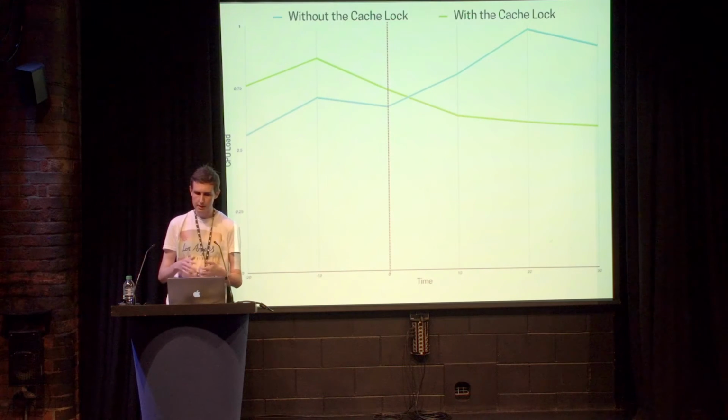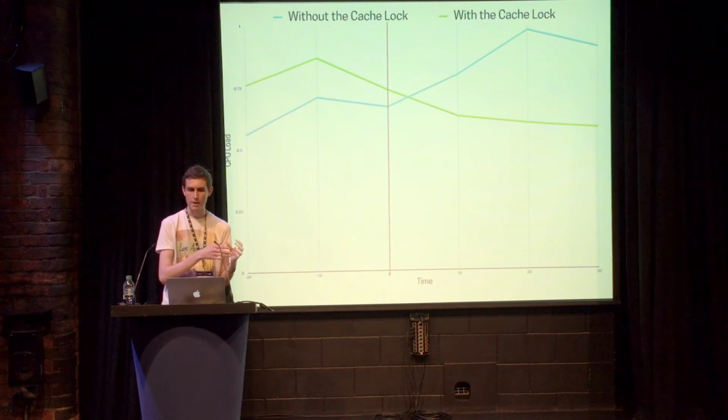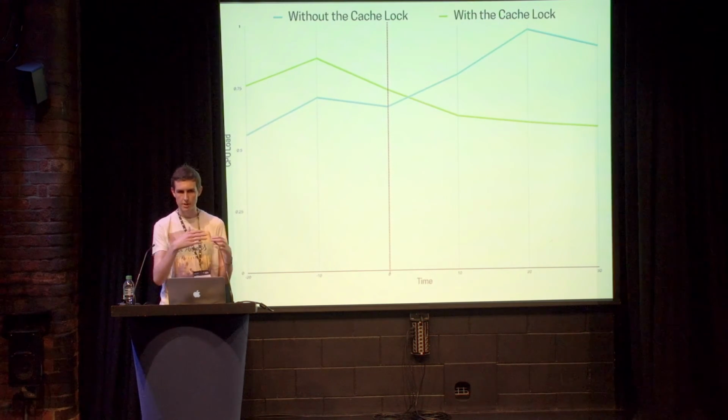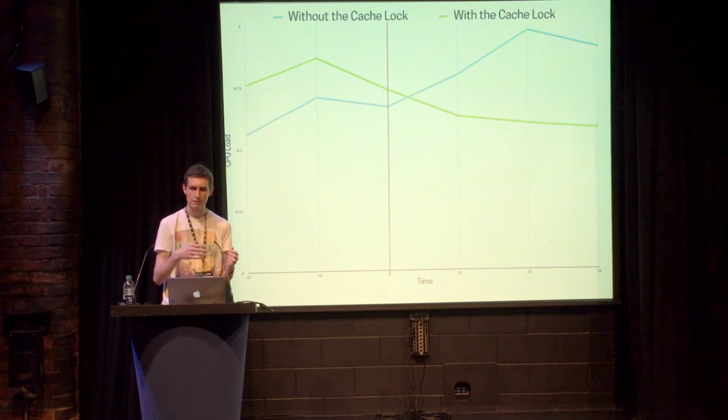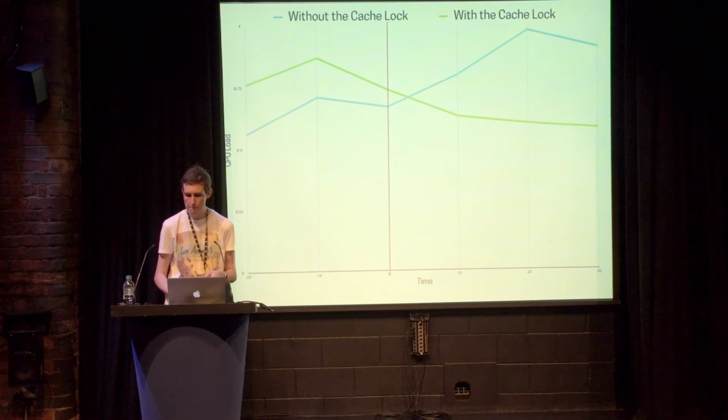So this is an indication of what it's like with the cache lock and without the cache lock. So again, the red line indicates the point at which we cleared the cache, and you can see that it stays pretty stable, to be honest, even when we've cleared it under the same amount of traffic.